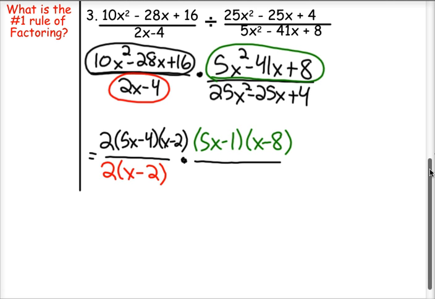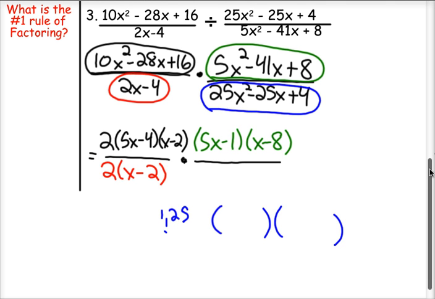All right, and finally, our last piece. We have 25x squared minus 25x plus 4. Again, we are looking at a quadratic trinomial. So we're going to be getting our two parentheses. Now 25 has some options. You can do 1 and 25 or 5 and 5. 4 has some options, 1 and 4 or 2 and 2.